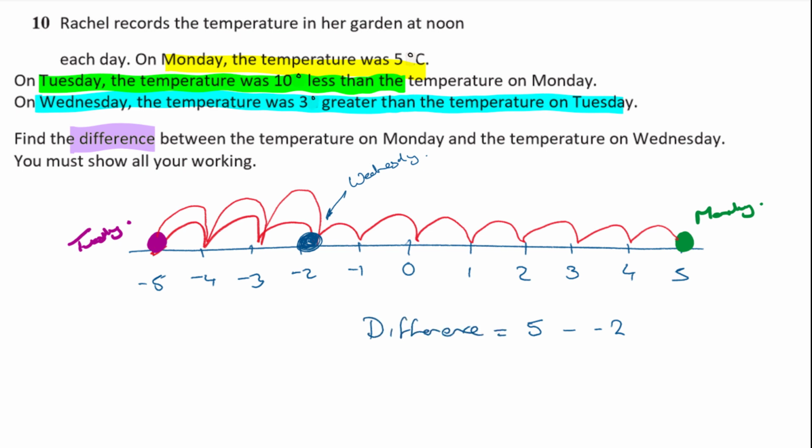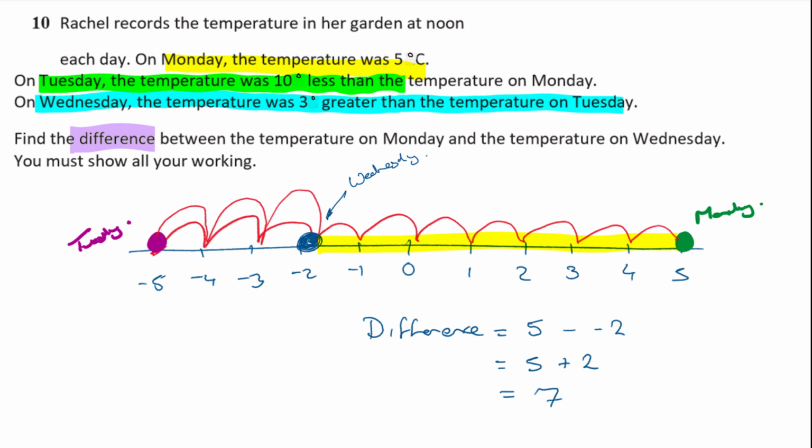Okay, so 5 subtract negative 2. Now 5 subtract negative 2, a minus, subtracting a negative is the same thing as adding a positive, isn't it? So that is 7. And you can also see it on the number line here. If you look at how far it is from here to here, it's 7 jumps. Okay, so the answer is 7.